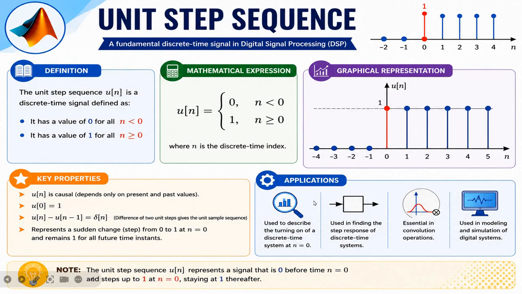Then come the applications, which explain the practical significance of the unit step sequence in digital signal processing. It is widely used to model the switching on of digital systems, to determine the step response of linear time invariant systems, and to perform convolution operations, solve difference equations and analyze the behavior of digital filters and communication systems.